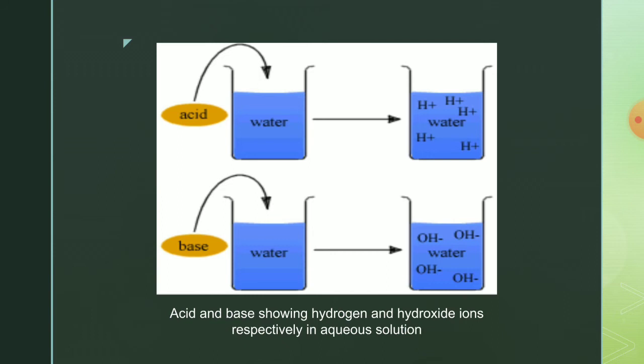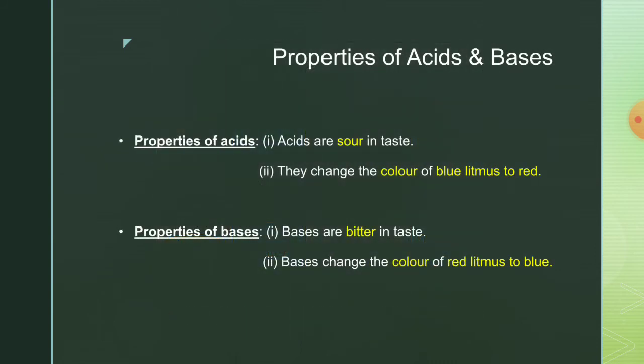Viewer, let us see the diagrams on the screen. When acid dissolves in water, it decomposes into hydrogen ions. So when acid dissolves in water, it produces hydrogen ion, that is H plus. Similarly, a base substance when dissolved in water produces the hydroxide ion, that is OH minus ion. So that is the ionization process by which we can know that a substance is an acid or a base.